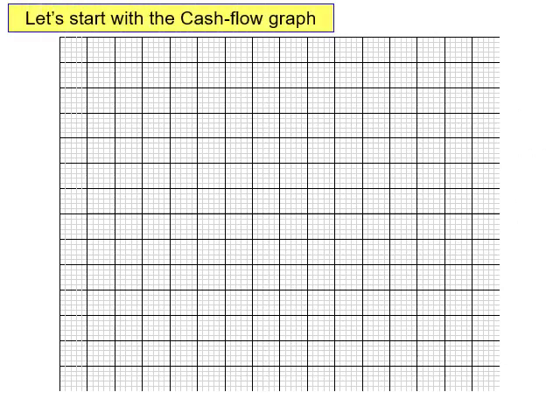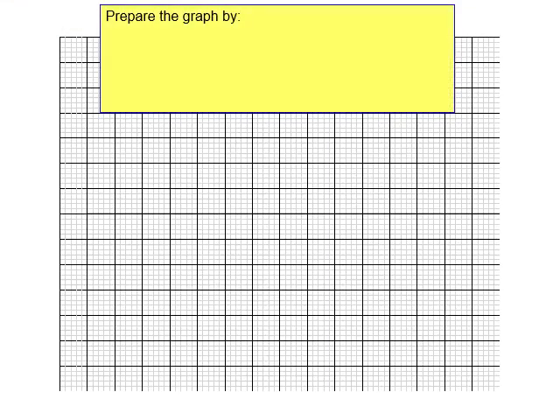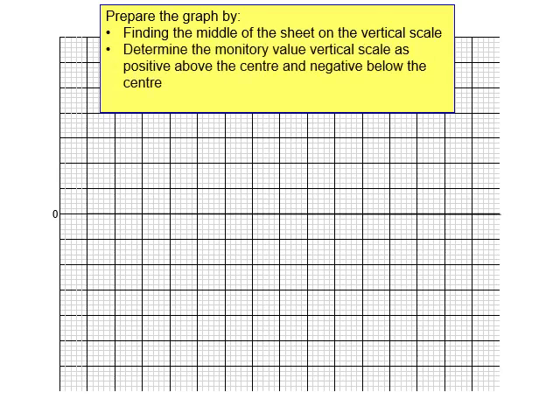This represents a normal sheet of graph paper. To prepare the graph paper for a cash flow graph, we need to do the following. Find the middle of the sheet on the vertical scale, and mark this position as 0. Determine the monetary value that will be used for the vertical scale, using positive numbers above the center, and negative numbers below the center. Also make sure your scale will be able to accommodate the maximum and minimum amounts reflected in the budget worksheet, under the gross and net cash columns.